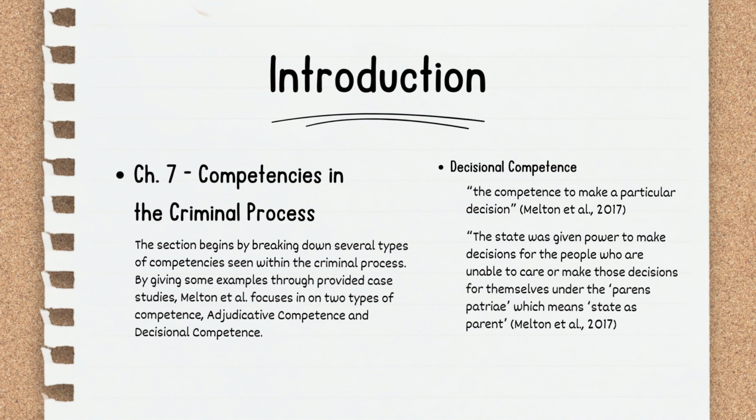The chapter breaks down what this means in relation to search and seizure and making those requests. The state is given power to make decisions for people who are unable to make those decisions for themselves, and it's given this phrase that translates into state as parent. So it's really important that the state does not use this power to justify intervening in a person's life unless the individual lacks the capacity to make the decision or to perform a specific act at hand.